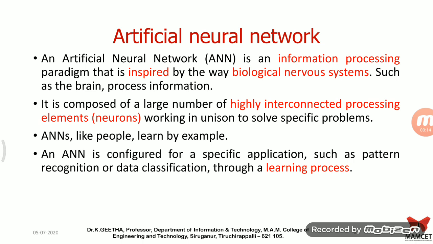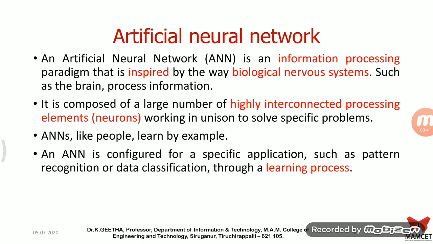An artificial neural network is an information processing paradigm that is inspired by the way biological nervous systems, such as the brain, process information. It is composed of a large number of highly interconnected processing elements, otherwise called neurons, working in unison to solve specific problems. Artificial neural networks, like people, learn by example.